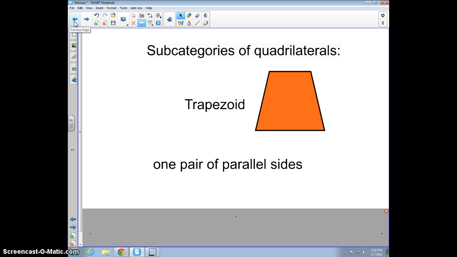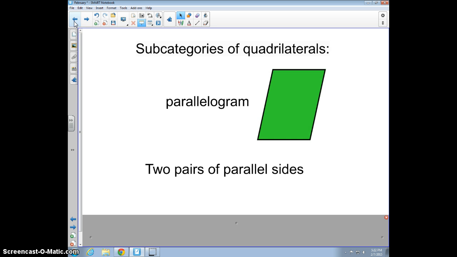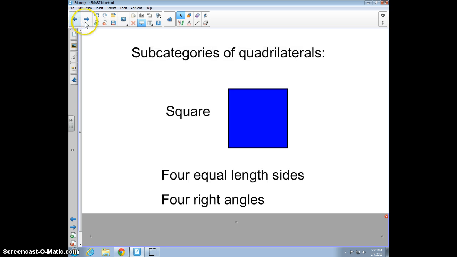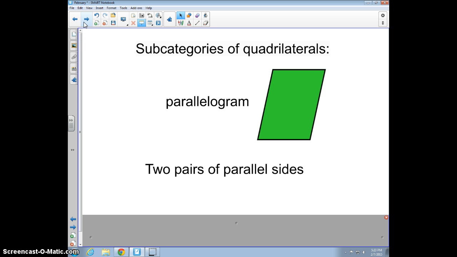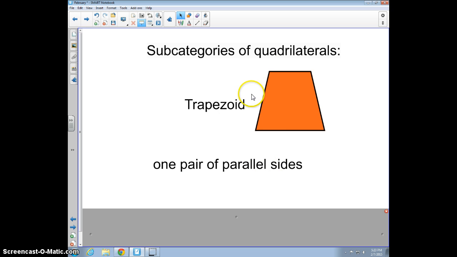Now, these earlier subcategories, a parallelogram, a rectangle, and a square, do they all have one pair of parallel sides? Yes, they do. They all have, right? So the top and the bottom, that's one pair of parallel sides. So technically, all of these, a square, rectangle, and parallelogram, all could be that, but all trapezoids are not parallelograms or rectangles or squares because they do not have two pairs of parallel sides. They only have one pair of parallel sides.